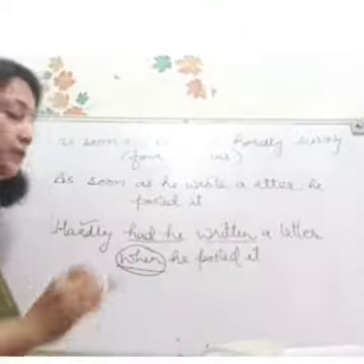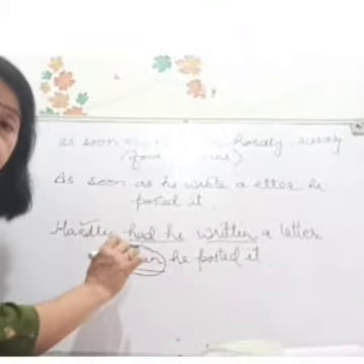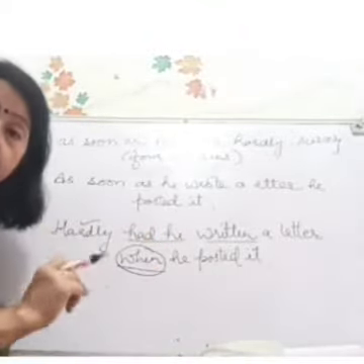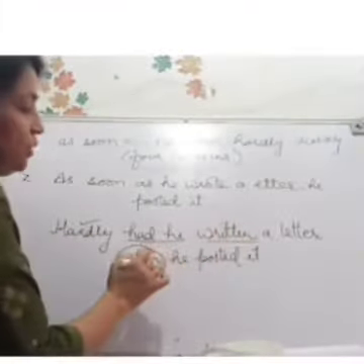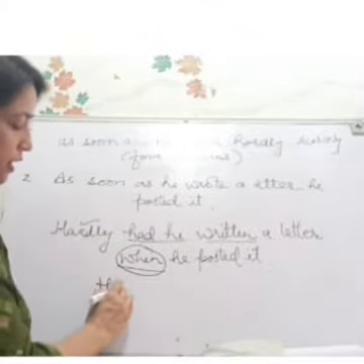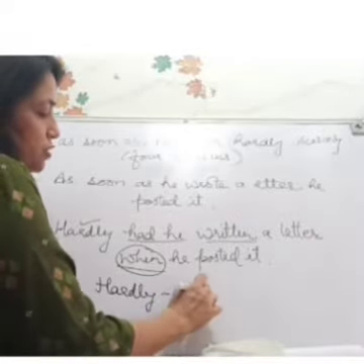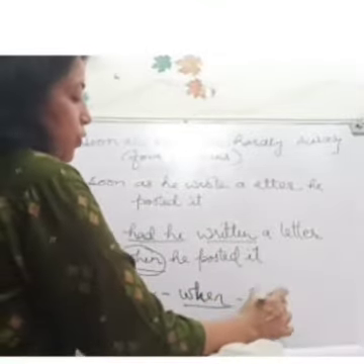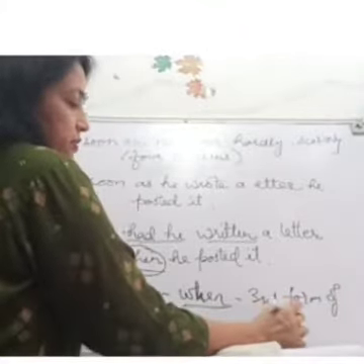So, "Hardly had he written a letter." Why written? Because with hardly we use had just after. "Hardly had he written." And why written? Because had takes the third form of the verb, that is written: "a letter when he posted it." So what's the rule of the second? When we use hardly, it is always followed with when. Clear, children? And the third form of the verb. I think it's clear to you all.